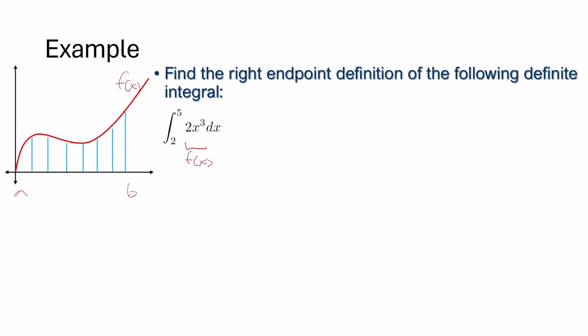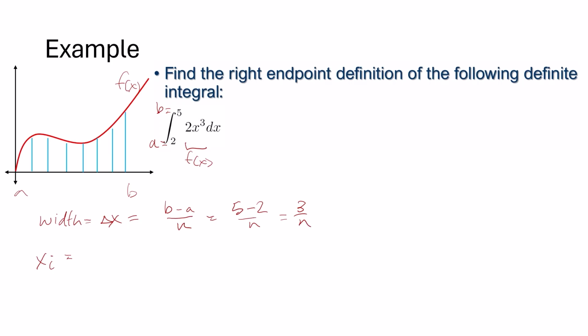To set up the right endpoint Riemann sum, we need a width for each rectangle, and we need a height. The width is going to be delta x, and remember, we're going to take the length of our interval, which is b minus a, and divide it by the number of rectangles n. In this case, we have that b is equal to 5 and a is equal to 2. So we get that the width of each rectangle is 5 minus 2 divided by n, which is equal to 3 divided by n.